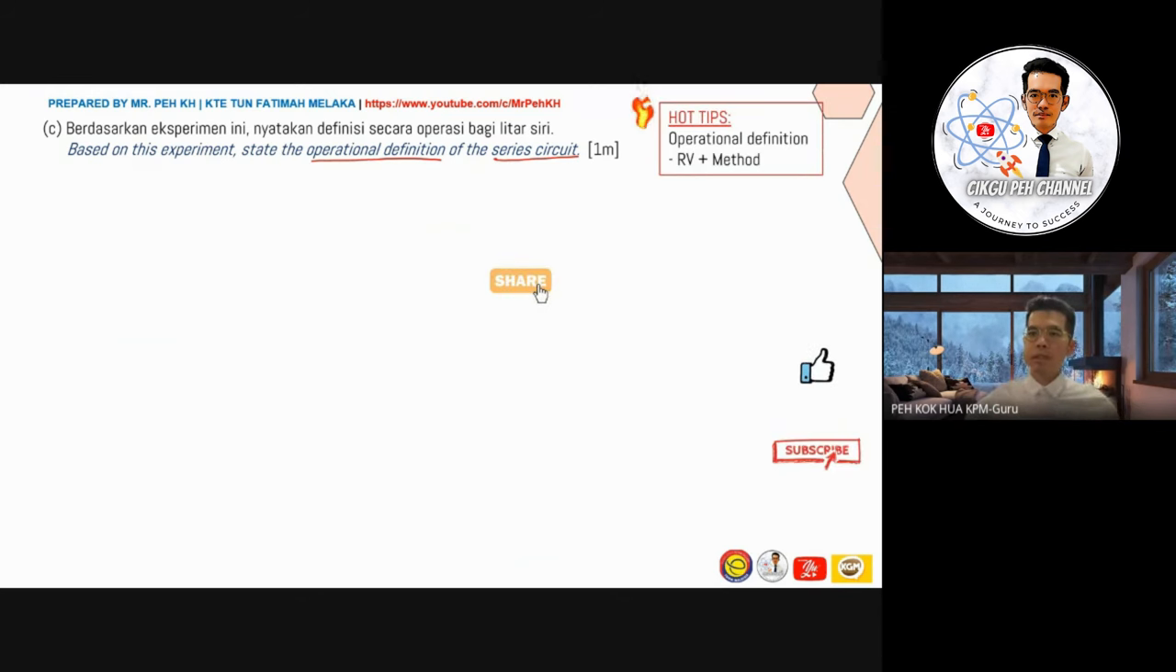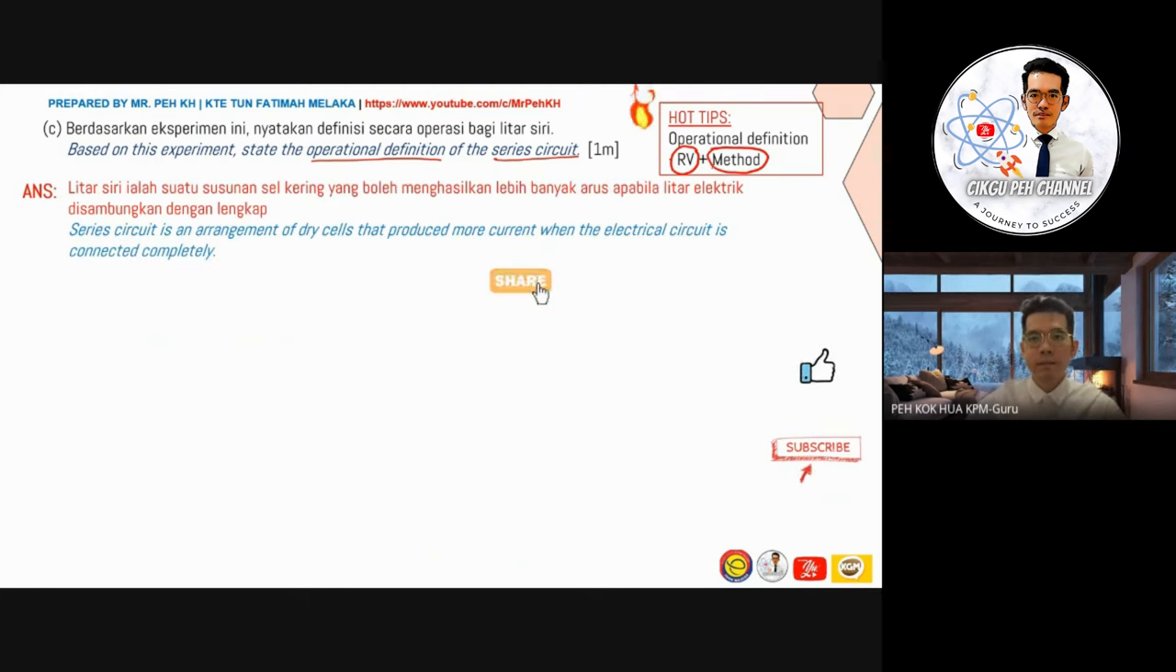So here is the method I want to show you. Firstly, you need to relate your RV together with the method in your answer. The RV for the series circuit will be the current produced is higher for the arrangement of the dry cell which is end to end, which shows a series circuit. And the method here will be connecting all the components completely.